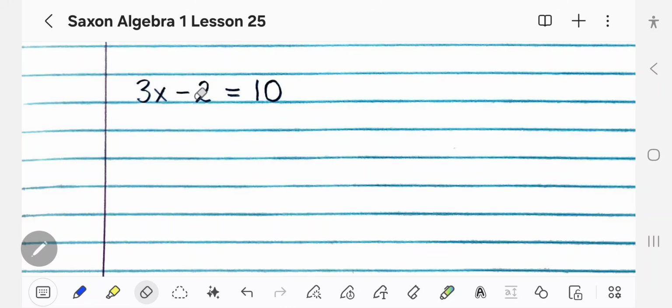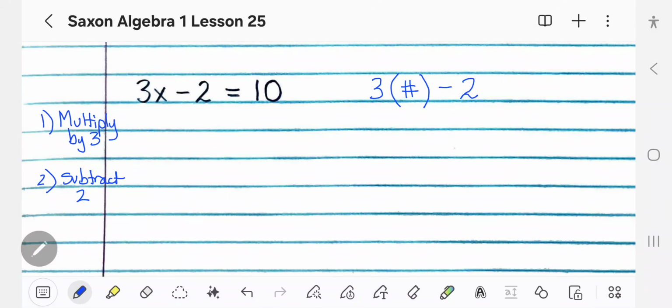Some number, when I take away the 2, I get 10. I could kind of figure that out, couldn't I? You could guess and check it. Well, I want to think about it if we knew what x was. You would take 3, you would multiply it by the number that you think x is, and then you would subtract 2 and see if you get 10, right? So I'm going to list those steps over here. First, we would multiply by 3. And secondly, we would subtract 2.